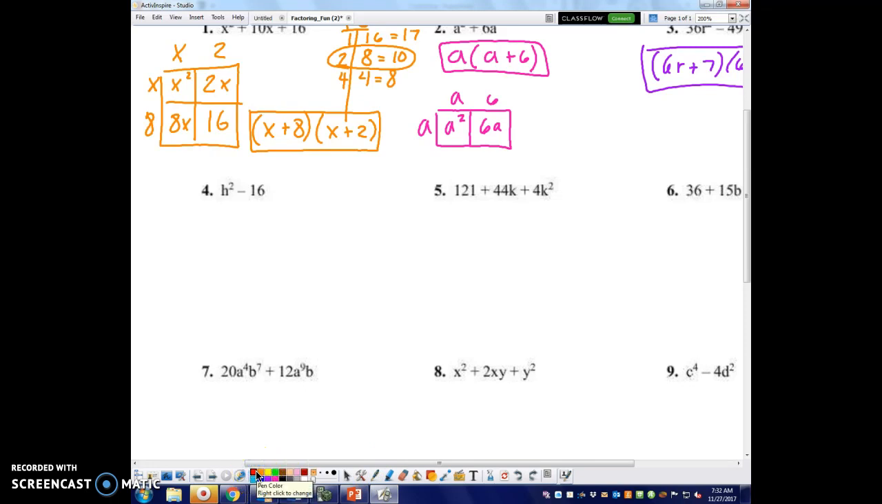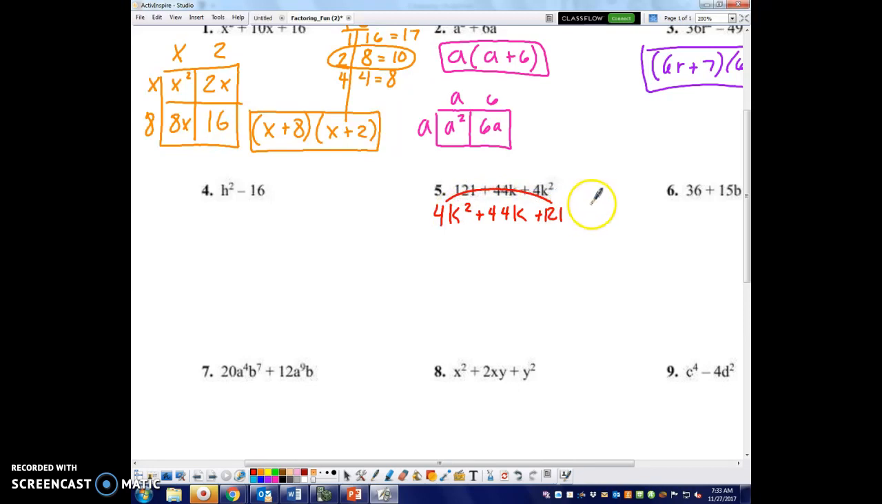Yeah, I would rewrite it into standard form. So 4k squared goes first, and then 44k, and then 121. Okay? Now, do they all have something in common? No, they do not. So what do we need to do next? The rainbow. Doing the rainbow, what does that give you?